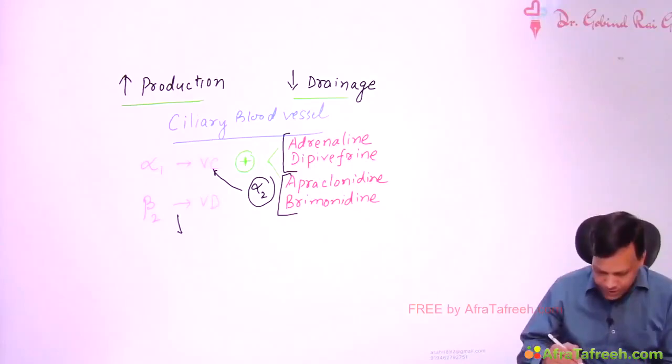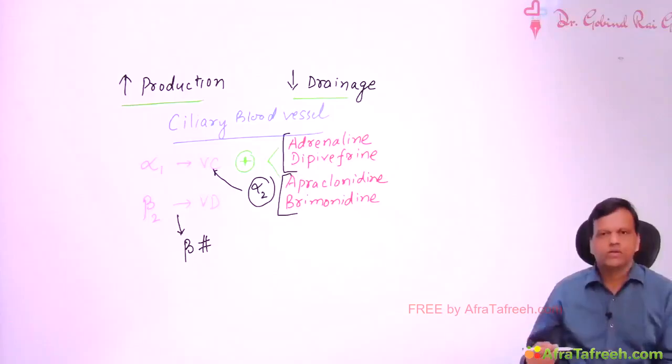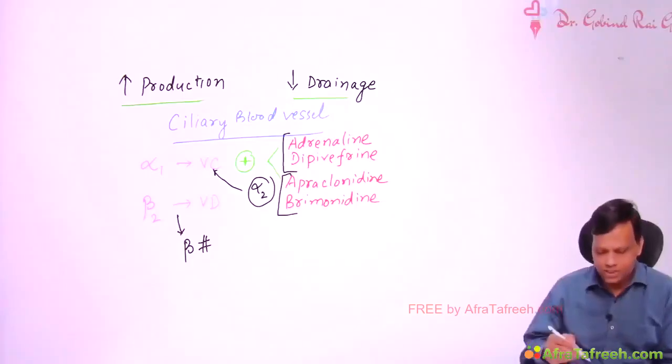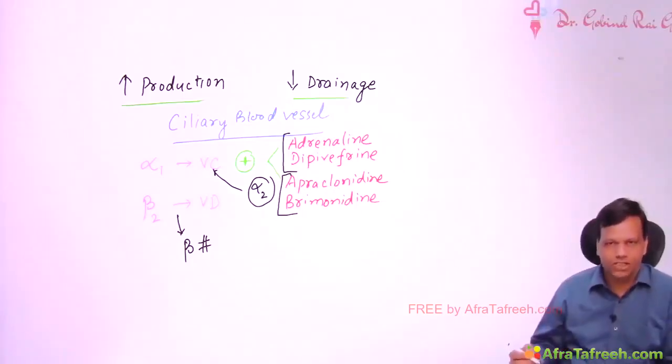On the other hand, beta blockers can be used for decreasing the production of aqueous humor. So beta 2 is causing vasodilation. When we block beta 2, vasoconstriction occurs and aqueous production decreases. Okay? So these are the drugs which can decrease the production.